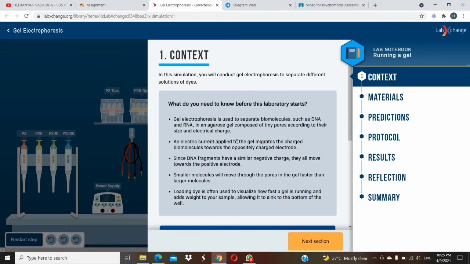An electrical current applied to the gel migrates the charged biomolecules towards the oppositely charged electrode. Since the DNA fragments have a similar negative charge, they all will move towards the positive electrode. Smaller molecules will migrate through the pores in the gel faster than the larger molecules. Loading dye is often used to visualize how fast a gel is running and to add weight to your sample, allowing it to sink to the bottom of the well.